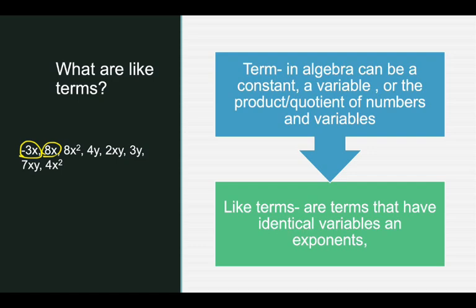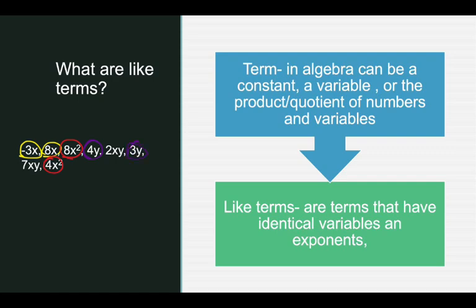No. Okay. Then I'm going to do it in a different color. 8x squared, where's its like term? 4x squared. Notice it has the same variable with the same exponent. All right. Now let's do a different color. I'll do purple. What is 4y? Where is its like term?